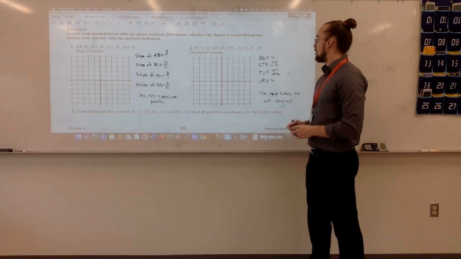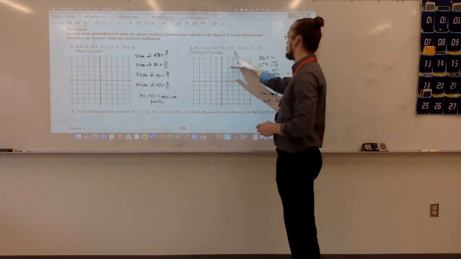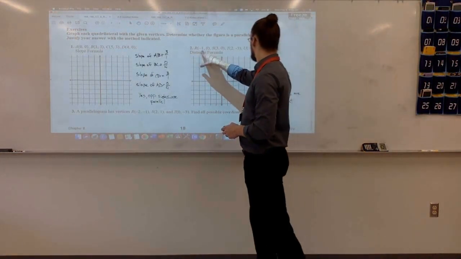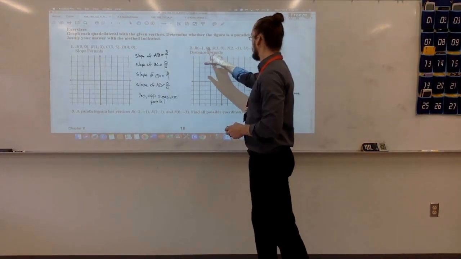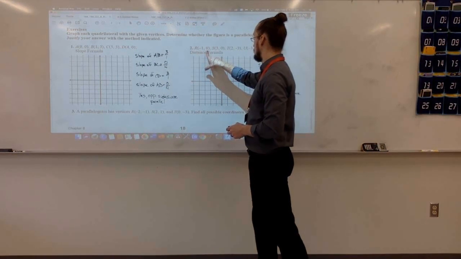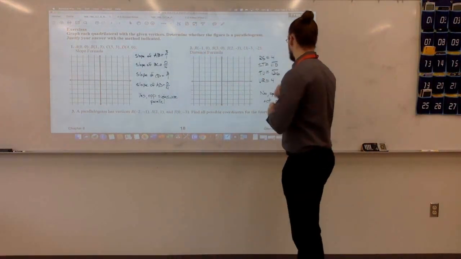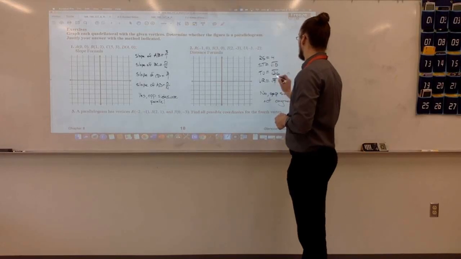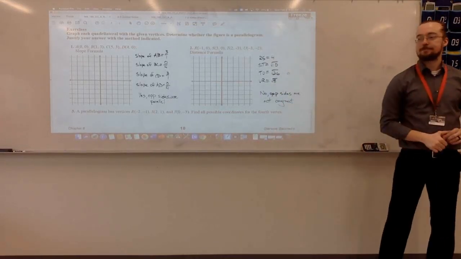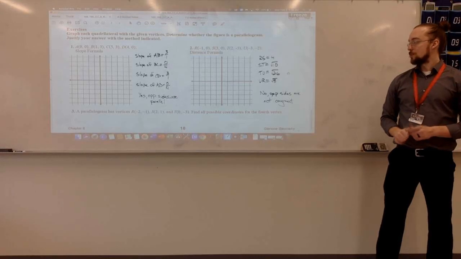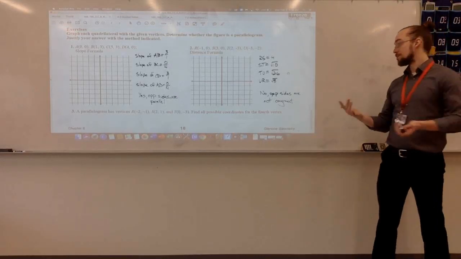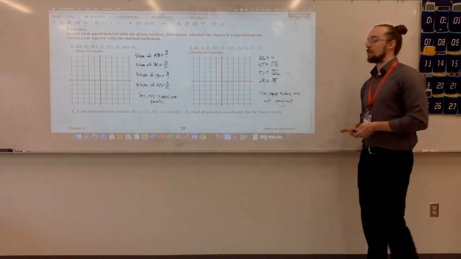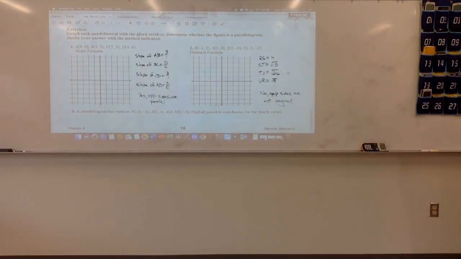For UR, let me see, that would be 2 squared plus 2 squared, oh yeah, you're right, it would be the square root of 8. So UR is the square root of 8, not 4. But we can still see that opposite sides do not have the same length. So this is not a parallelogram.